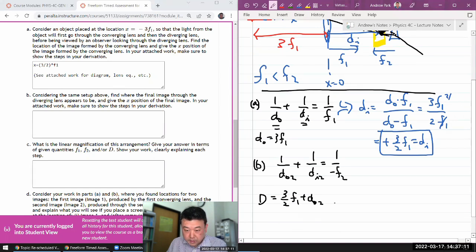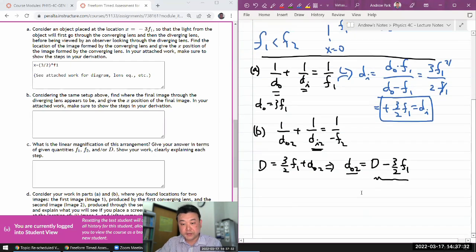So I need to solve this for DO2. My DO2 will be total distance minus 3/2 F1. So this is all in terms of known quantities. So I'm going to treat this as known and do the rest of the work for DI2 in terms of all these other known quantities.